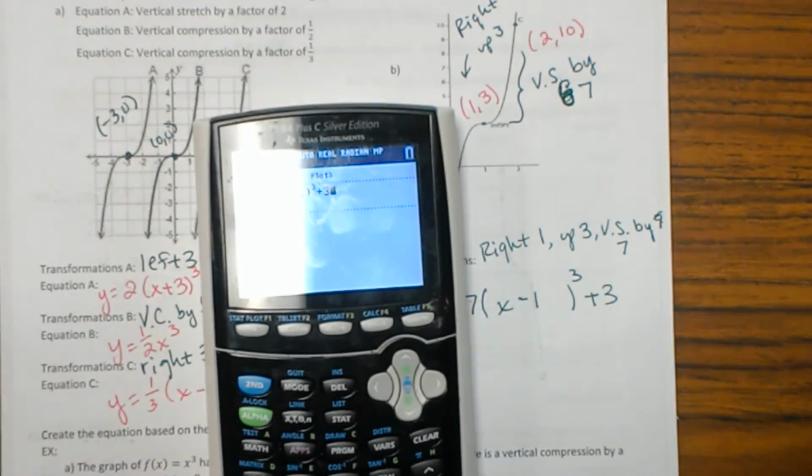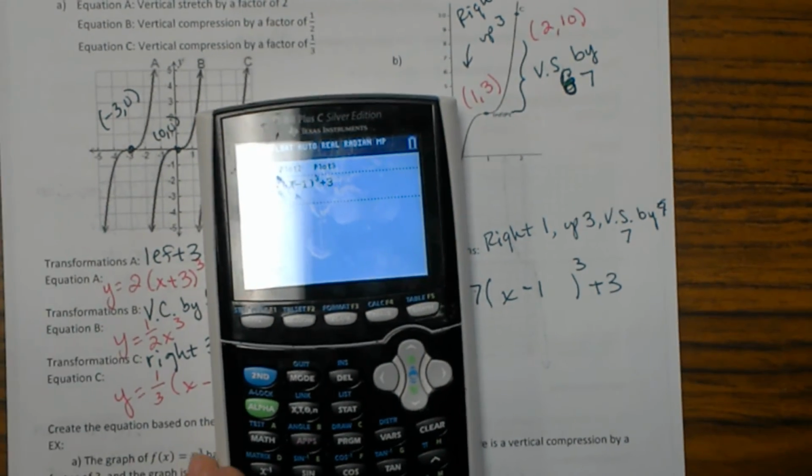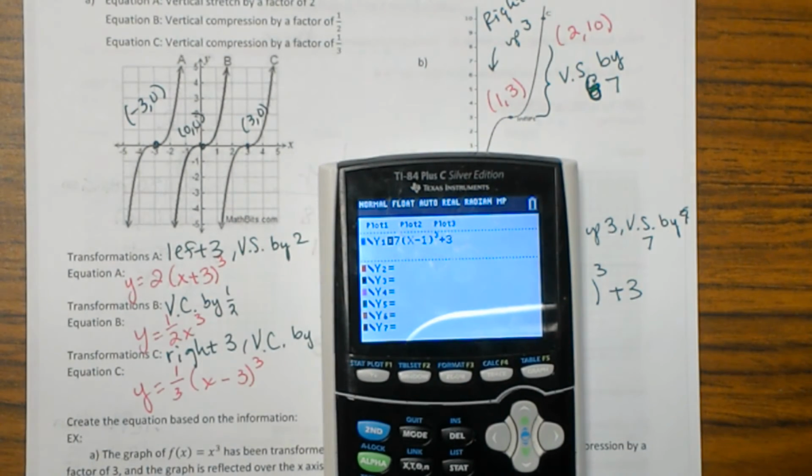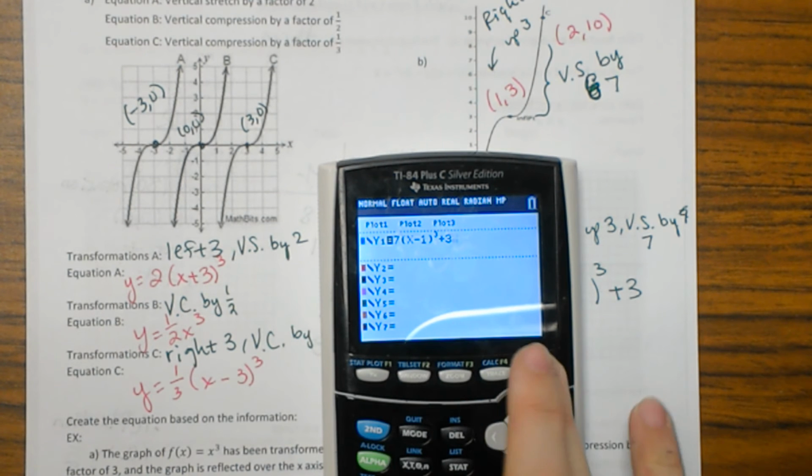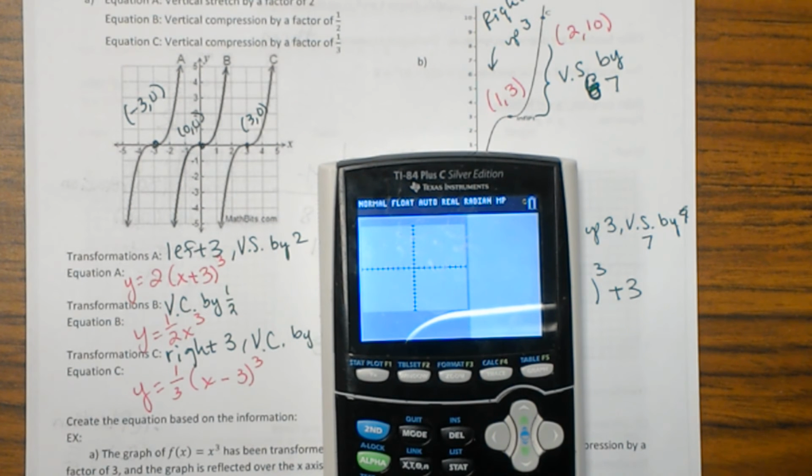So I put it in the calculator so we could make sure. I should see 1, 3, and 2, 10 in the table. And I do.